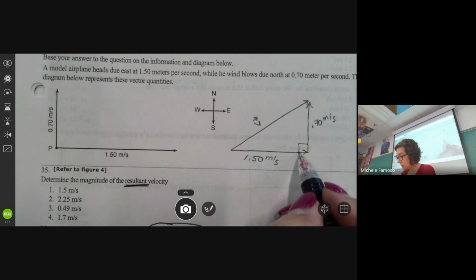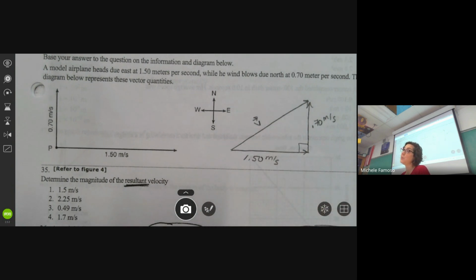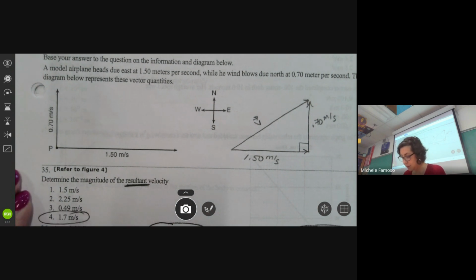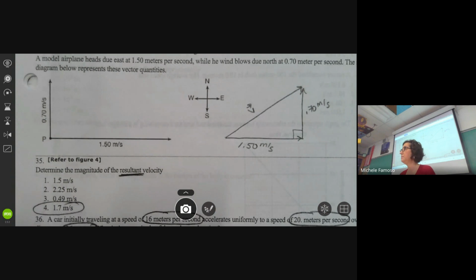These are perpendicular. So how would I get that value, Mia? Yeah, do Pythag with those 2 numbers. 1.50 squared plus 0.70 squared. Take your square root, and that's going to give you an answer of 1.7 meters per second, choice 4.